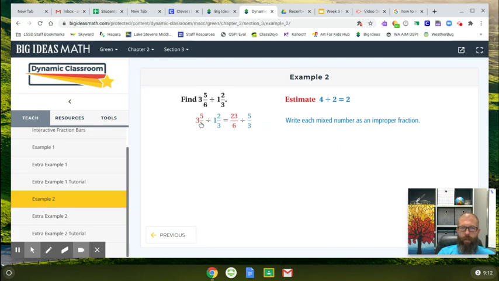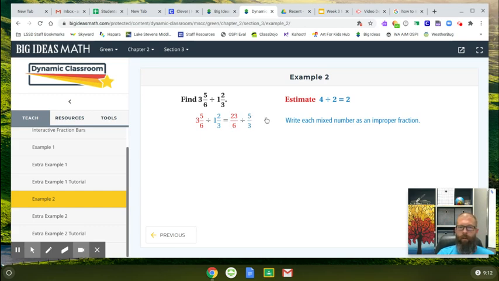So write each mixed number as an improper fraction. We change 3 and 5/6: multiply 6 times 3, which is 18, plus 5 is 23. That goes on the top here. Keep your denominator the same. And then 1 and 2/3: 3 times 1 is 3, plus 2 is 5. That's your top number here, the numerator, and keep the denominator as 3.